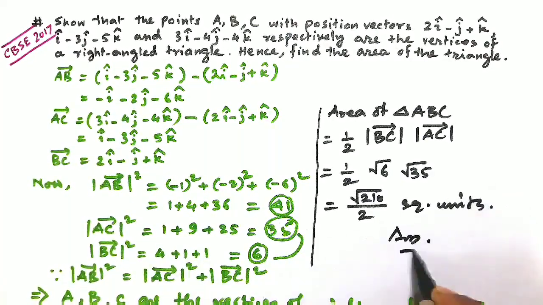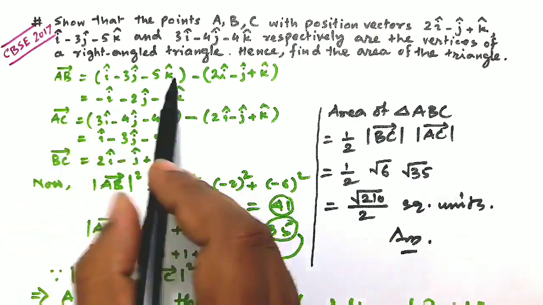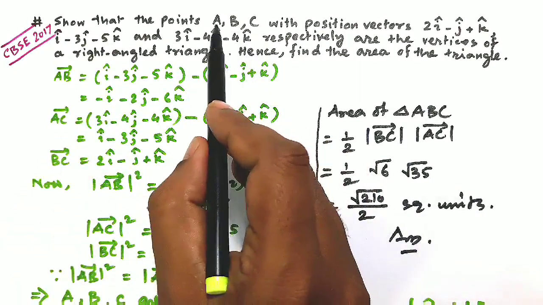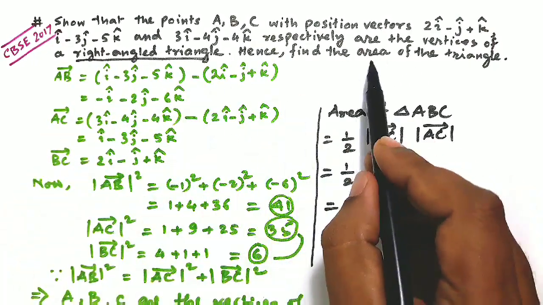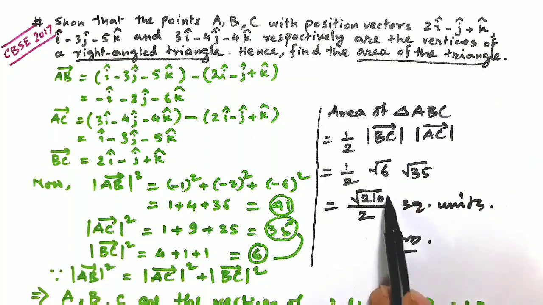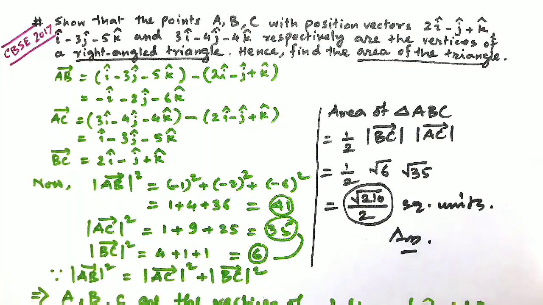This is the result. So first of all, we have shown that the triangle which is formed by the vertices ABC is a right angle triangle, and then we have found the area of the triangle. The area of the triangle is root over 210 divided by 2 square units.